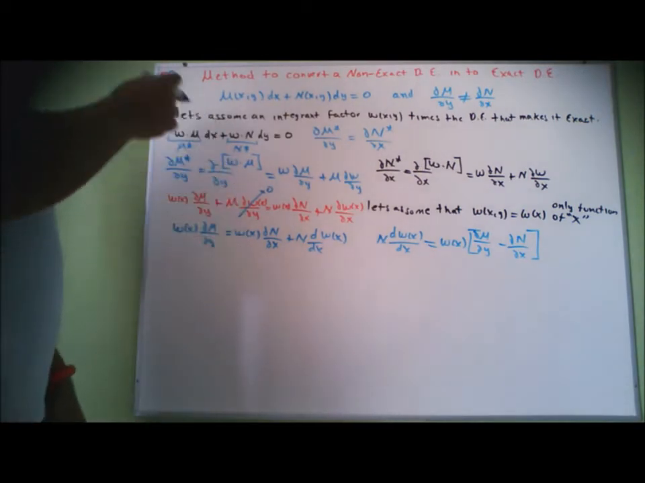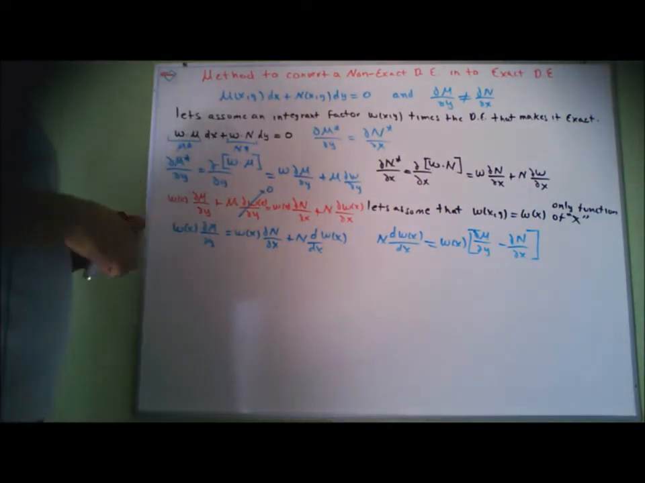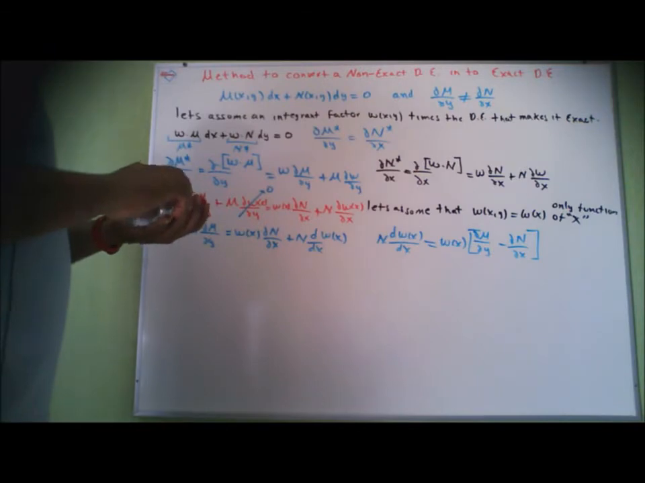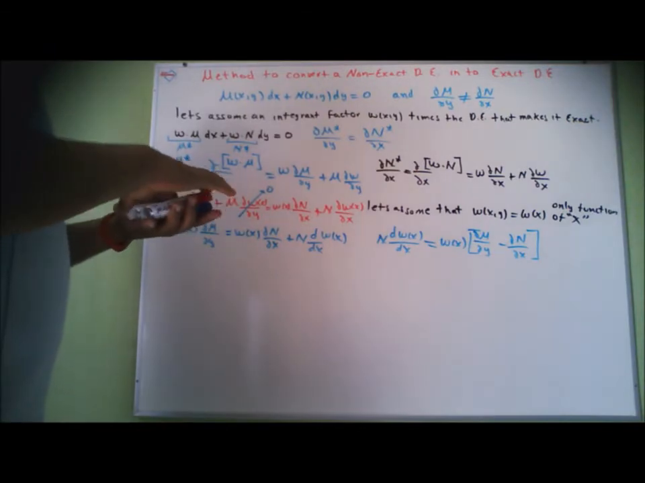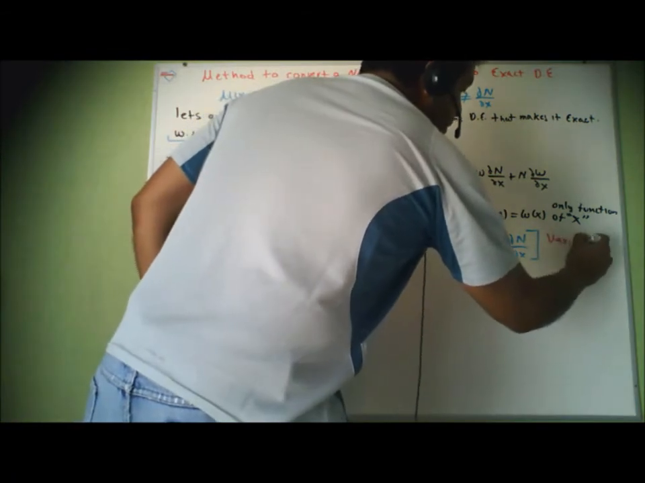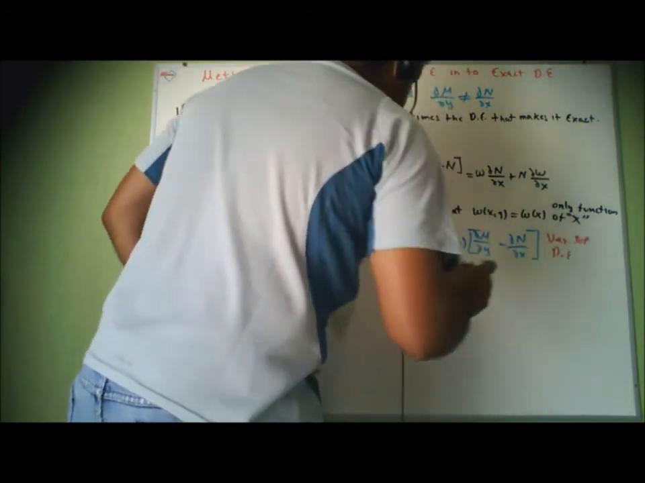All right. So now what happens here is that you have a variable separable differential equation on w of x. All right. So let me write it. Variable separable differential equation. Okay.